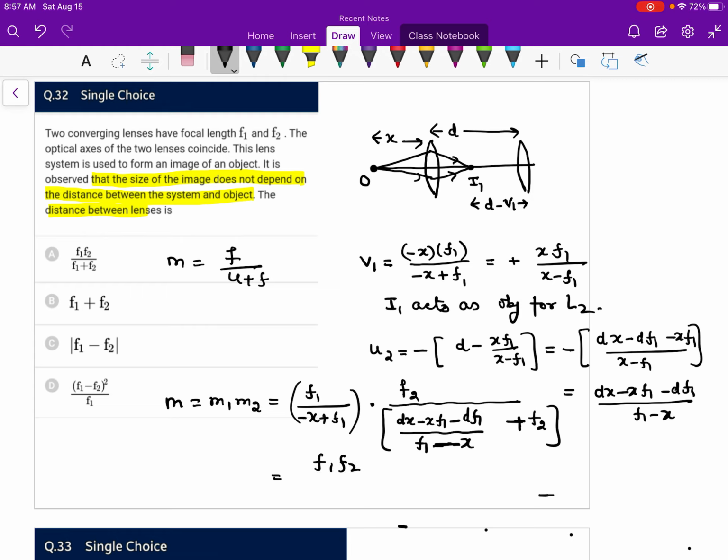So f1 f2 and below, after taking the LCM, we are left with dx minus x f1 minus d f1 plus f2 f1 minus x. Okay, so now here the x dependent terms are minus x f1 plus dx and minus x f2. All right, so if this size is independent of the position of the object from the lens 1, then dx minus x f1 minus x f2 should cancel.